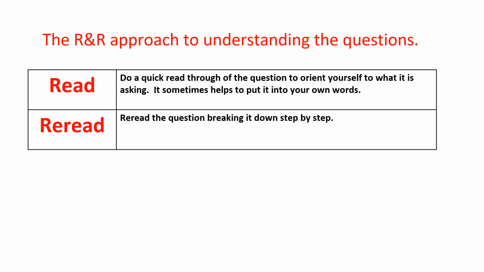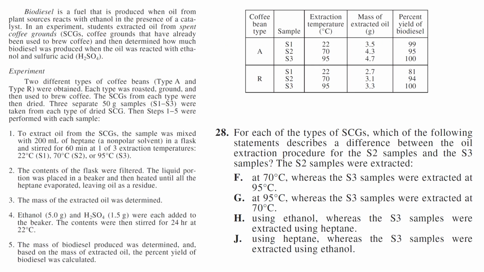Approach to the questions is to read and then reread. We're going to break it down step by step through the reread. Number 28. For each type of SCG, SCGs are the spent coffee grounds, which of the following statements describes the difference between the oil extraction procedure?